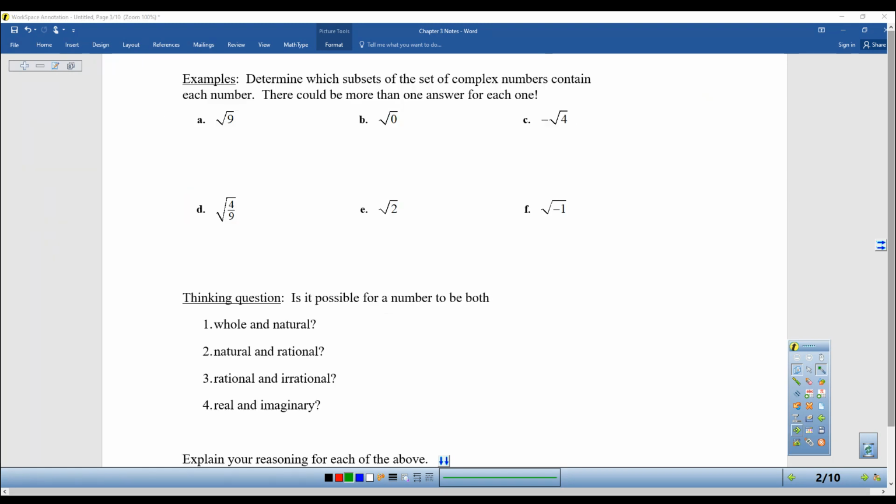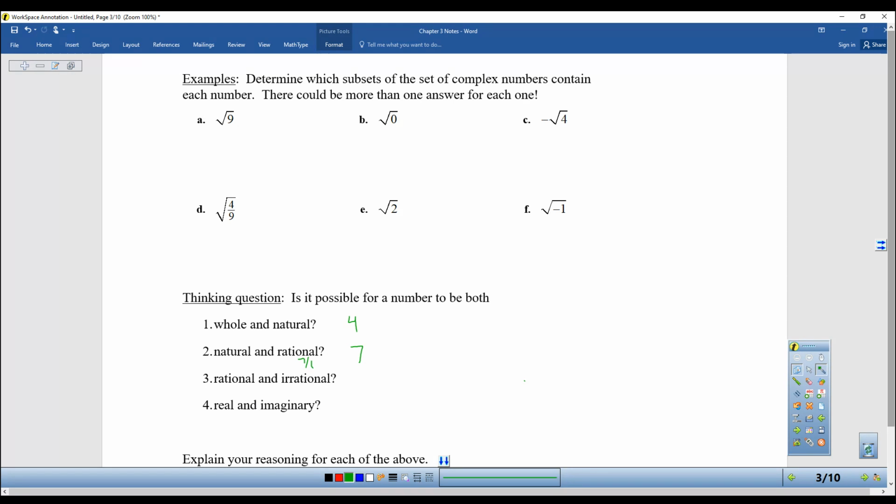So a thinking question for you is, is it possible for a number to be both whole and natural? Natural and rational? Again, it would be great if you paused this and tried to think of an example for each. So for whole and natural, I'm going to use 4. It's a whole number because it's 1, 2, 3, 4, and it's natural. It's both of them. Natural and rational. We can use 7. That's definitely a natural number, a counting number that a child would use. And it's rational because it can be written as 7 over 1.